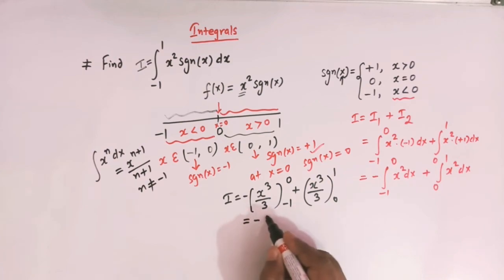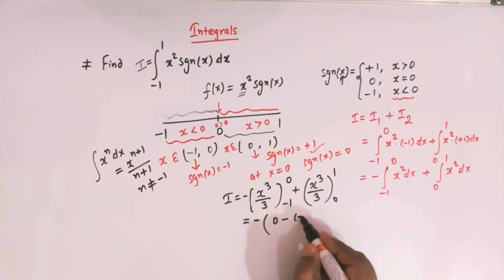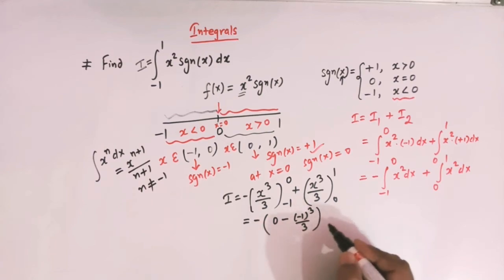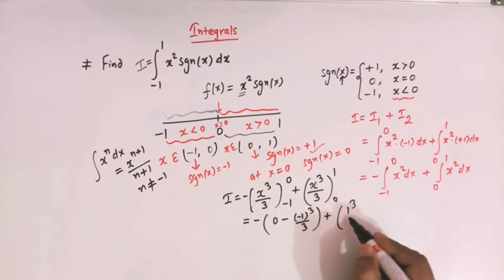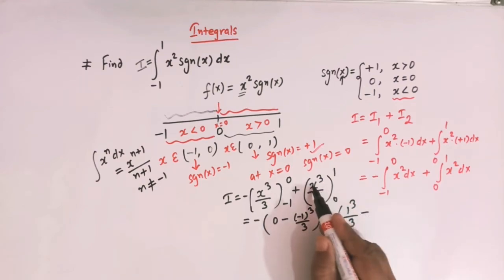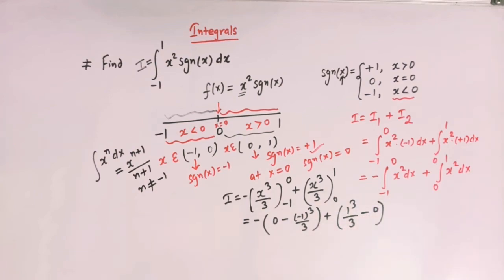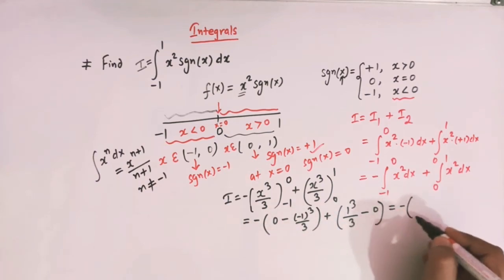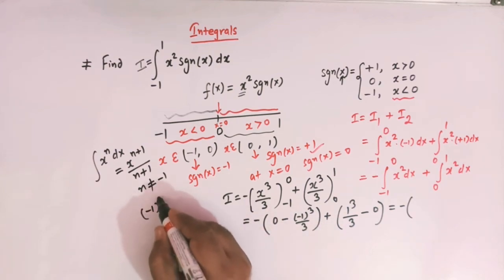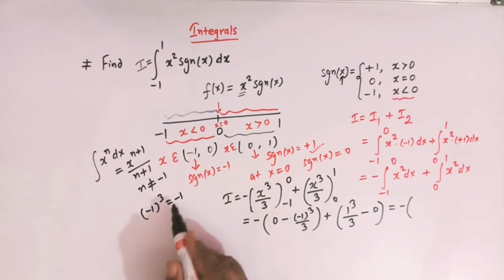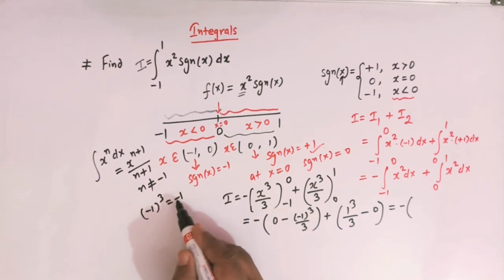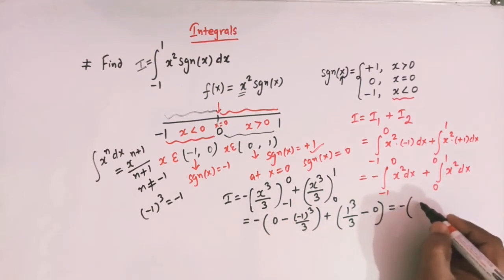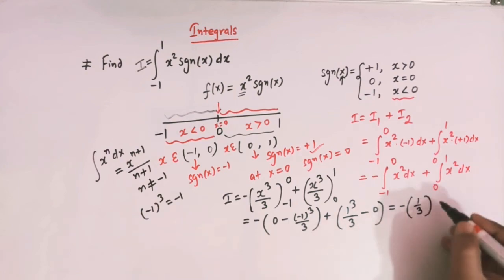So here we have minus, and when we take x is equal to 0, this term becomes 0, and then we have minus of minus 1 cube over 3. And here we have 1 cube over 3, and when we take x is equal to 0, this term reduces to 0. Now if we simplify it, minus 1 cube is minus 1, so this minus and this minus, when multiplied together, become plus, so we have 1 over 3 here. And here we have 1 over 3.